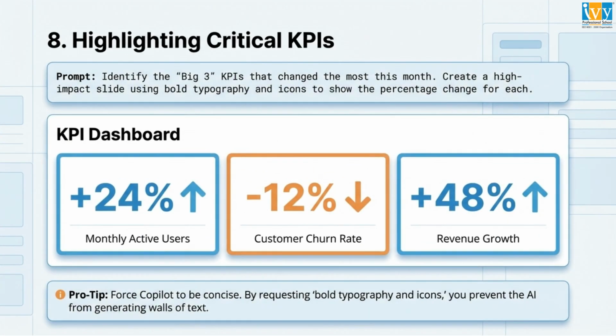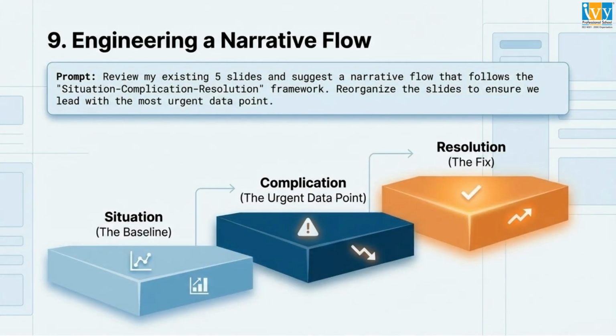Next, we focus on what truly matters. Instead of overwhelming slides, we highlight the big 3 KPIs, using bold visuals, clear numbers, and minimal text. This ensures that decision-makers instantly grasp what's important. Clarity always beats complexity.